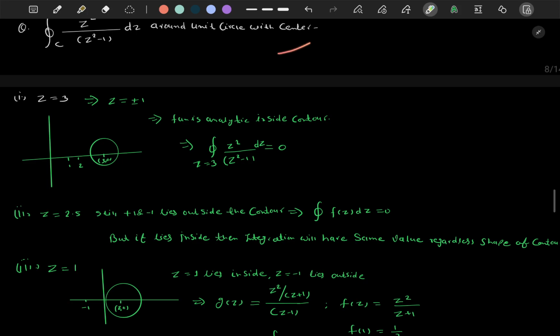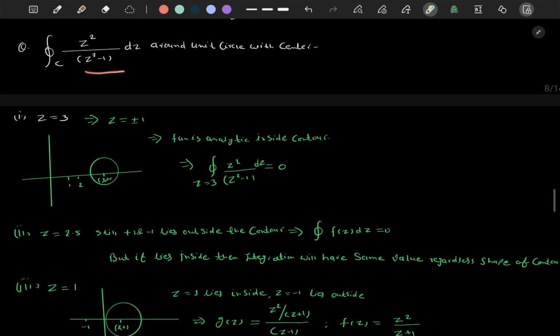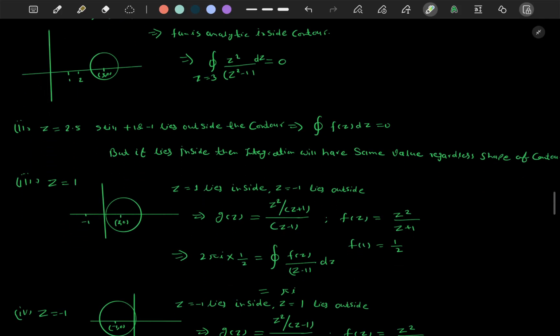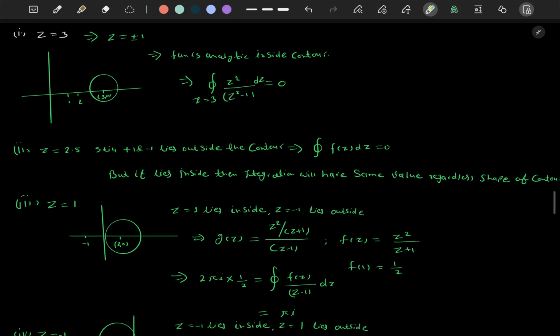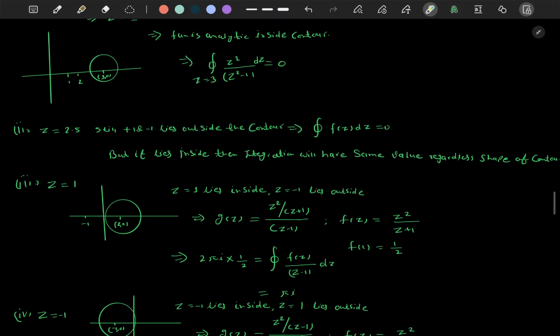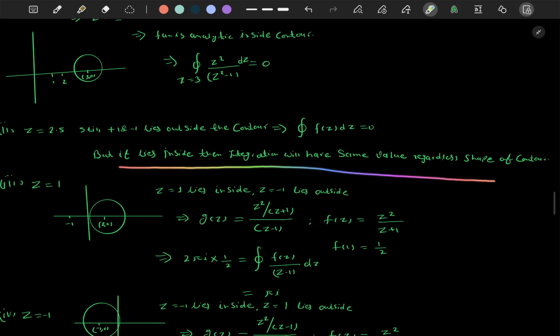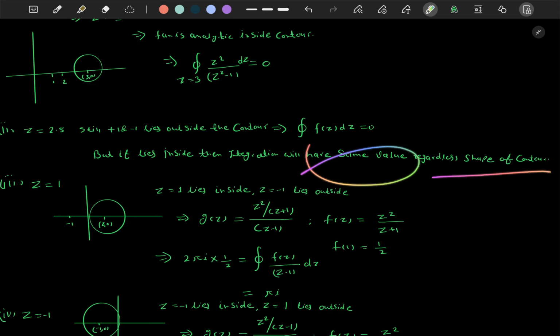We have done this: z square upon z square minus 1 dz around the circle with center z equal to 3. So the center will be 3 comma 0, and the singular points are z equal to plus minus 1. Both are lying outside, so the integration will be 0. Now 2.5: if the center is 2.5, the center will be here. Both points lie outside, so again the integration will be 0. But if they lie inside, then as I explained earlier, the integration will have the same value regardless of the shape of the contour.